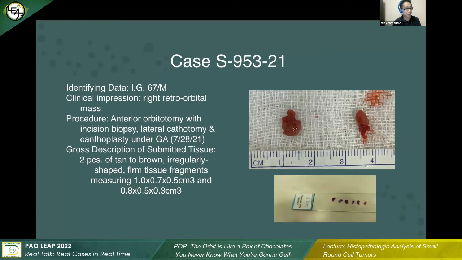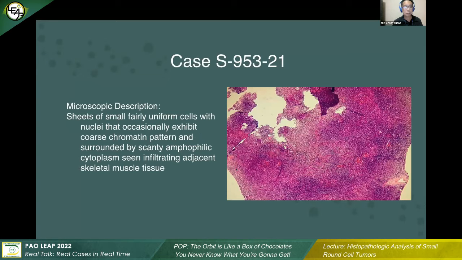Now, this case was referred to me for evaluation after receiving the official histopathology report of small round cell tumor. These were the tissues that were excised by Dr. Imperial, as you can see here. On microscopic description, it's a tissue that contains sheets of small, fairly uniform cells with nuclei that occasionally exhibit coarse chromatin pattern and surrounded by scanty amphophilic cytoplasm, seen infiltrating adjacent skeletal muscle. So ang ibig sabihin lang nito, actually what I described earlier, there's a very large nucleus that occupies almost all of the cell with very little cytoplasm.